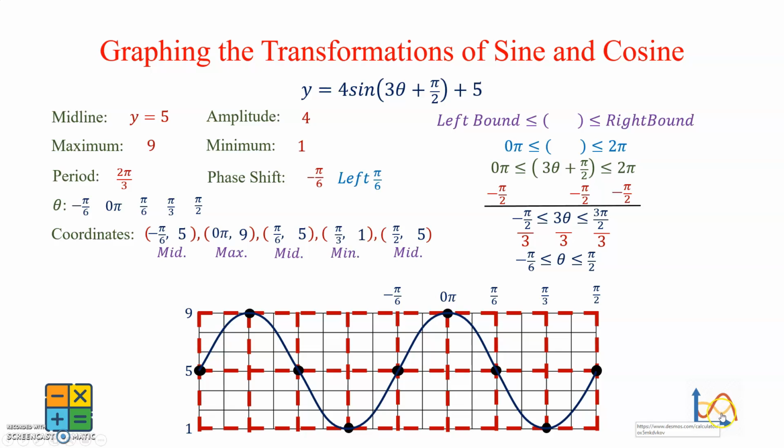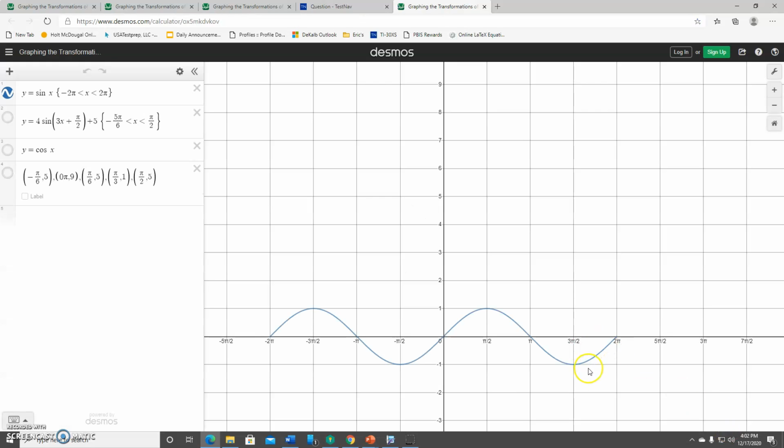I can demonstrate on the graphing calculator to illustrate the differences. So here's our original sine and the 2 cycles from negative 2 pi to positive 2 pi. There's our function. So when I turn it on, I can see there's the stretching. So our midline was at 5. There's 5. So it did shift up 5. Our amplitude was 4. There's our max of 9 and our min of 1.